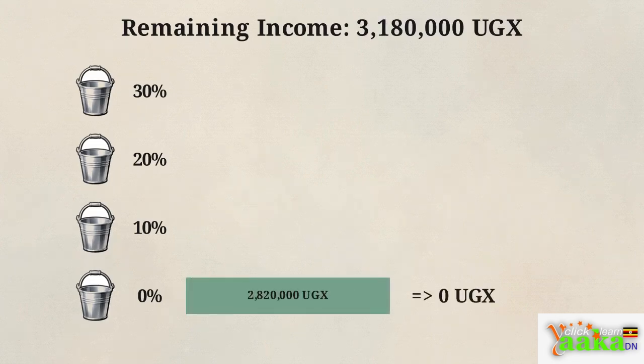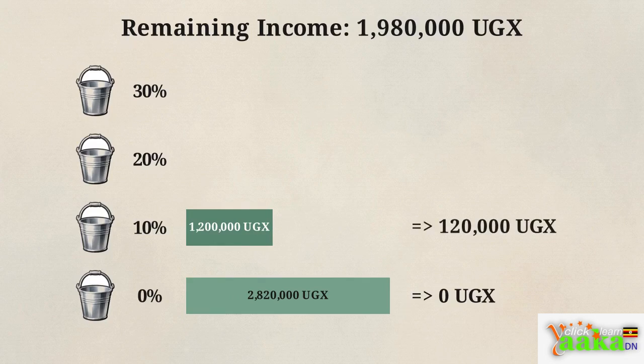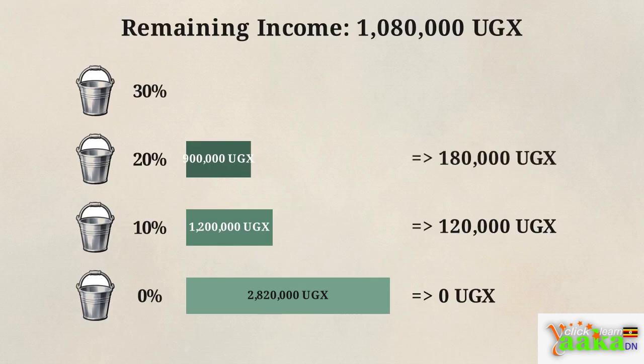The rule says the first 2,820,000 shillings is completely tax-free. That fills the bottom bucket, and the tax generated here is 0. We have money left over, so we move to the next bracket, which taxes income between 2,820,000 and 4,020,000 at 10%. That 1,200,000 shilling chunk generates exactly 120,000 shillings in tax.